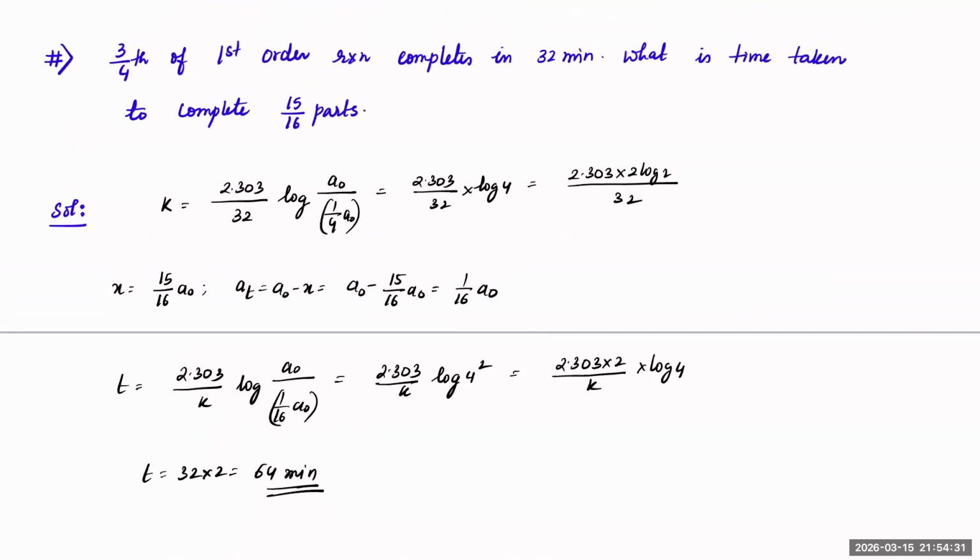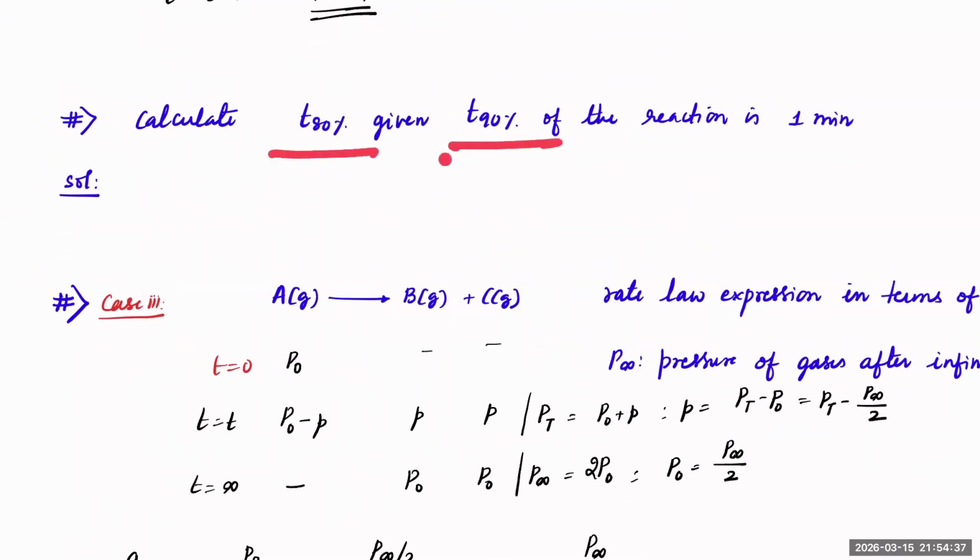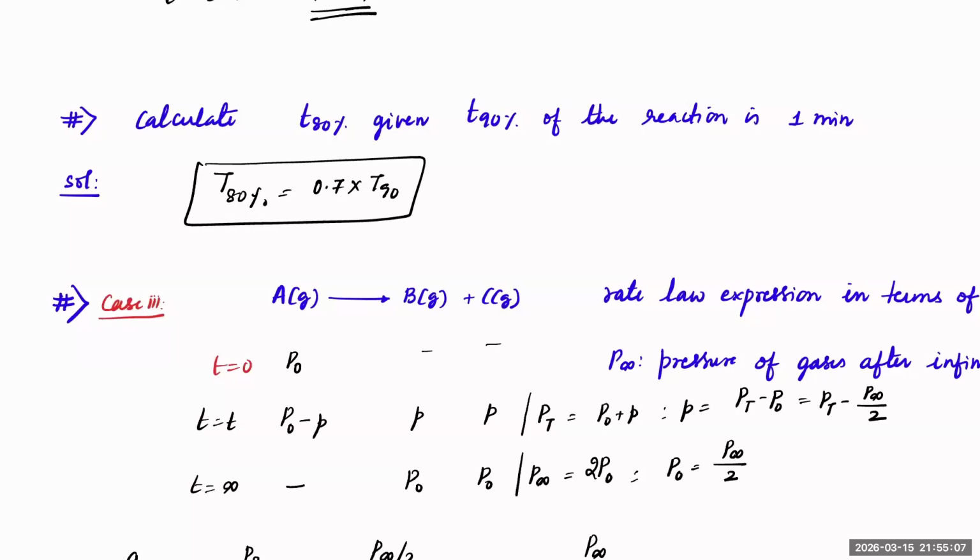These are all pretty straightforward questions, everybody. Going to the next one. Calculate T80 percentage given T90 of the reaction is 1 minute. Okay. You have to do the reverse one here. So how much is T80? Based on that, we need to figure out T90. I'm directly writing the answer here. So T80 percentage will come out to be approximately 0.7 times of T90. This is how much you will get. That is, T80 will be equal to 0.7 minutes. Correct.